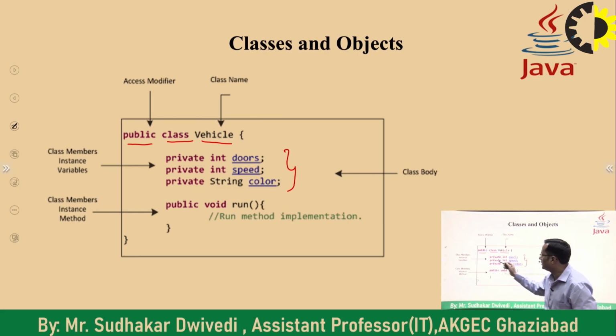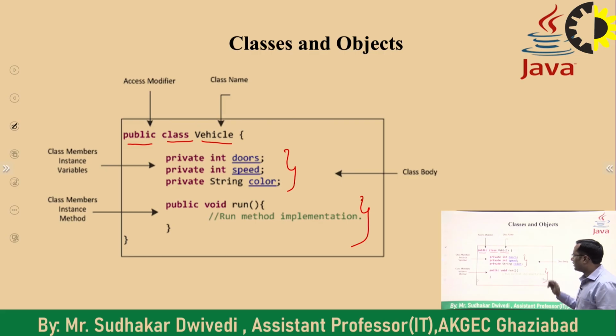These are the class members, and these are also known as the instance variables and the instance methods. So these are all the fields, and these are all the methods, because these are created inside the class. Only when we instantiate this class can they be created. So when we create the object of this type of class, all these fields and methods come into existence. That's why they are known as instance variables or instance methods.